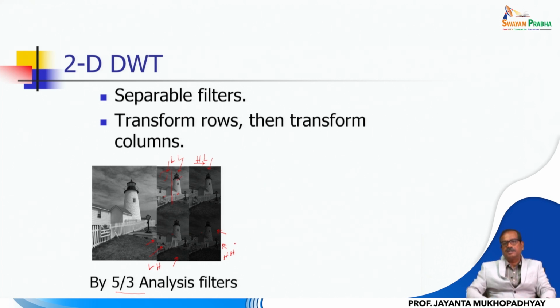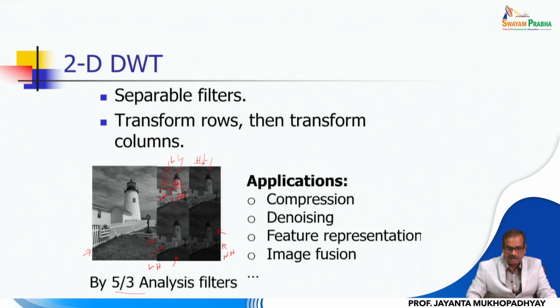We sometimes denote these components as low-low, high-low, low-high, and high-high components of this image using the wavelet transform at this resolution. You can repeat this process, so that this image can have low-low, high-low, low-high, and high-high components here also, and you can proceed at multiple resolutions. So this is how wavelets are used.